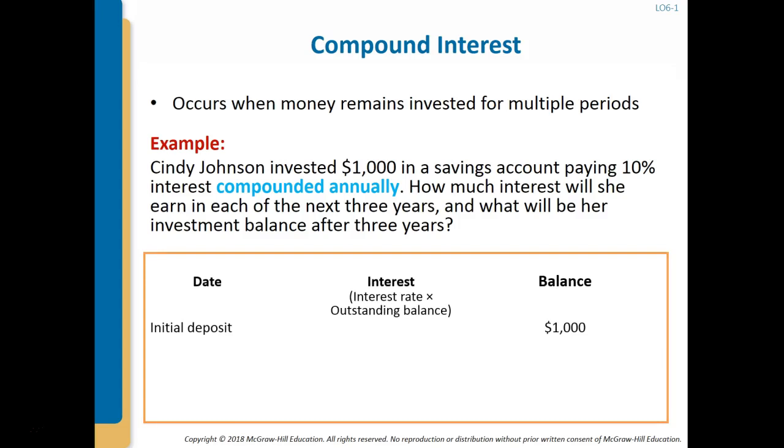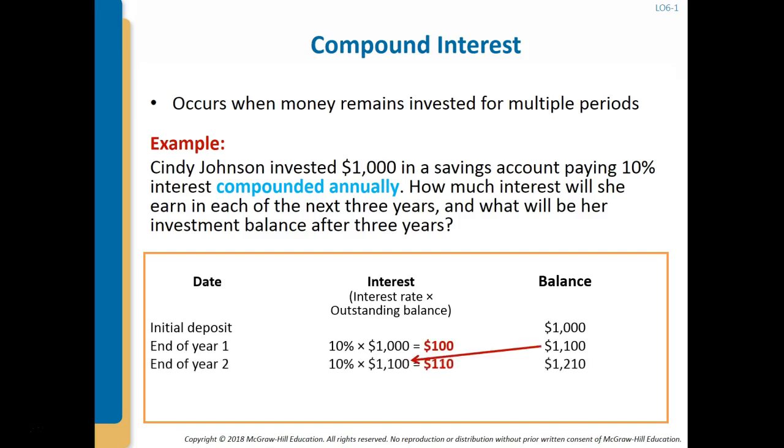Cindy Johnson invested $1,000 in a savings account paying 10% compounded annually. How much interest will she earn each year, and what will be her investment balance after 3 years? Well, with compound interest at 10% annually, the $1,000 investment would grow to $1,331 at the end of the 3-year period. Now, if Cindy withdrew the interest earned each year, she would earn only $100 in interest each year, which is the amount of simple interest.